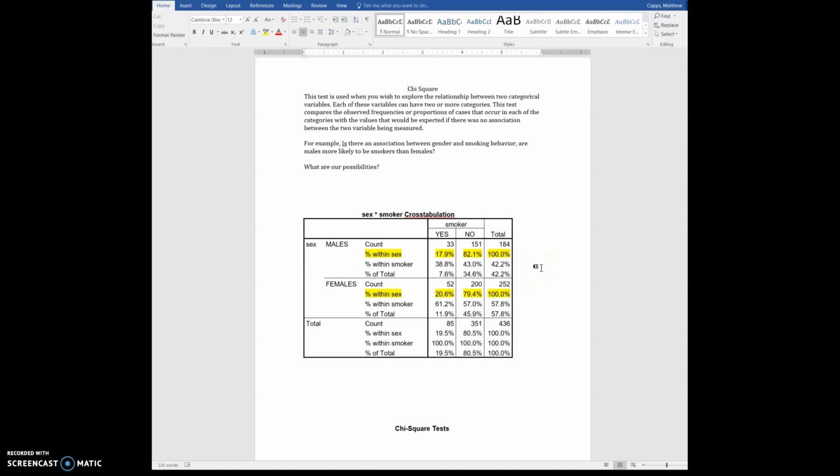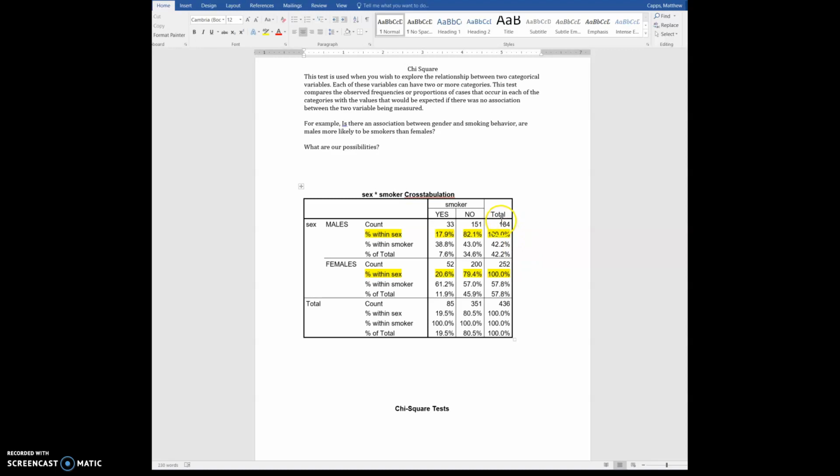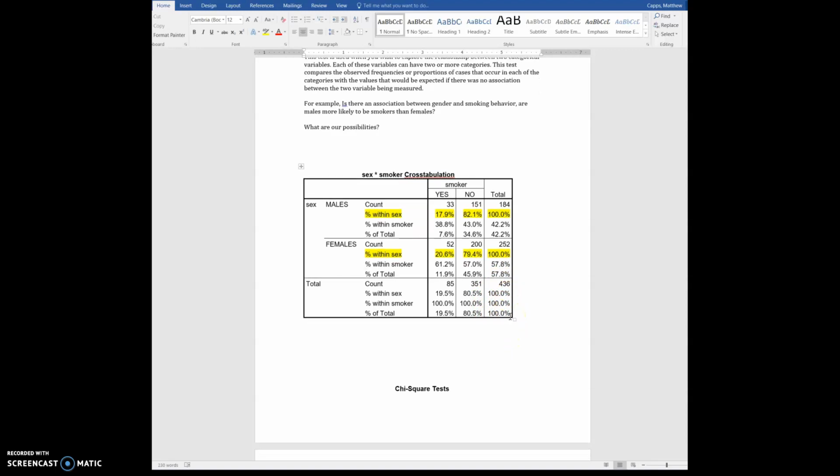So when we actually put our data in, we're keeping track of: you're a male who smokes, you're a male who doesn't smoke, you're a female that smokes, you're a female that doesn't smoke. So here's where the frequency counts come out. And what it'll show you is we have 33 people who smoke and 151 who do not. And then for the females, we have 52 who smoke, 200 do not. We had a total of 184 males, a total of 252 females, 85 total smokers, 351 non-smokers, 436 total participants. And we can account percentage-wise for all of our participants.